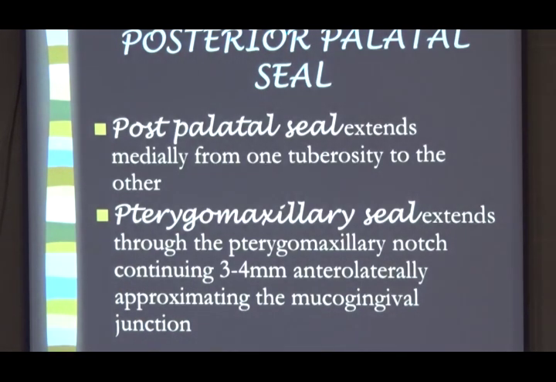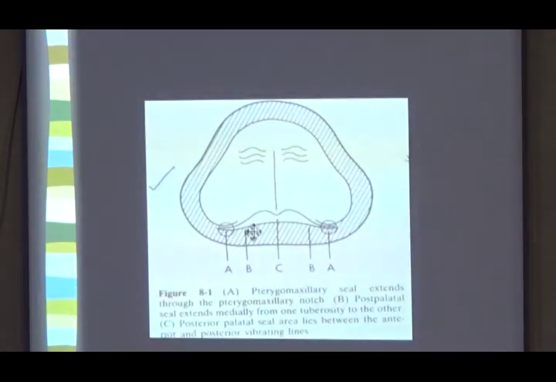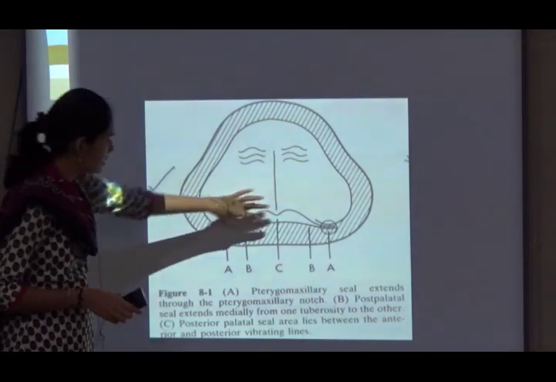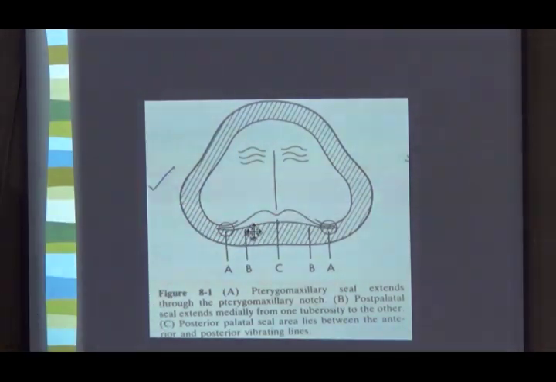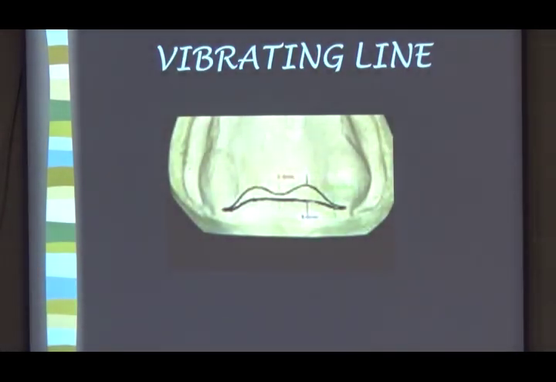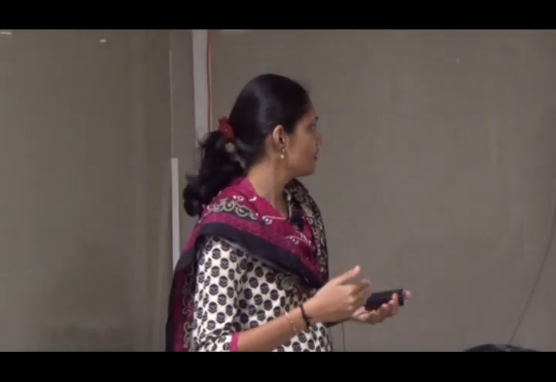The parts are the post palatal seal, which extends from one tuberosity to the other, and the pterygomaxillary seal, which extends in the area of your hamular notch. So this is the pterygomaxillary seal area, and this is the post palatal seal area. You locate the posterior palatal seal area by marking two imaginary lines, the anterior vibrating line and the posterior vibrating line. The anterior vibrating line corresponds to the junction of the hard palate and soft palate. The posterior vibrating line corresponds to the junction of the slightly movable soft palate and the freely movable soft palate.